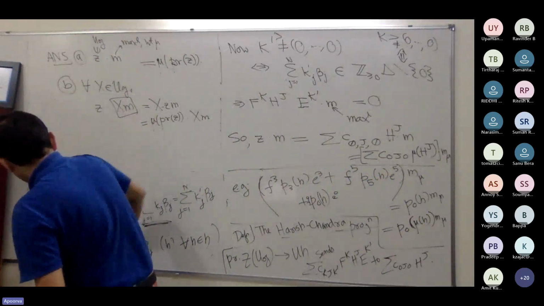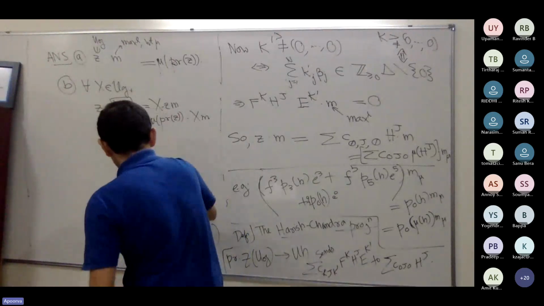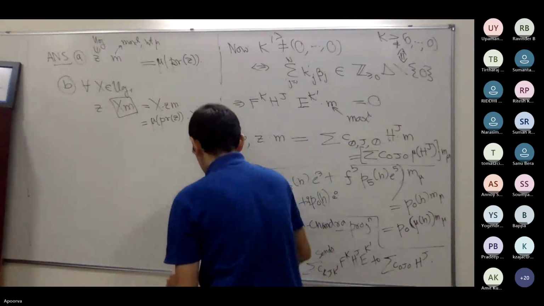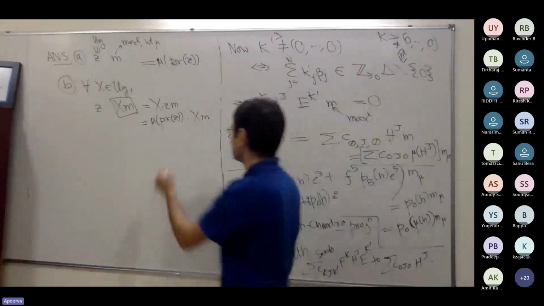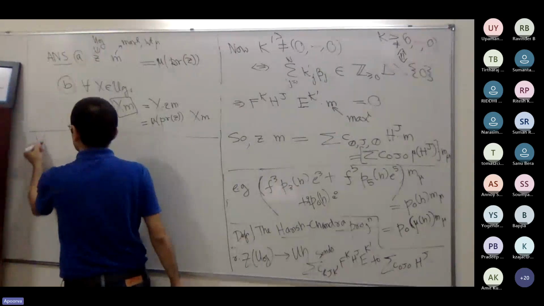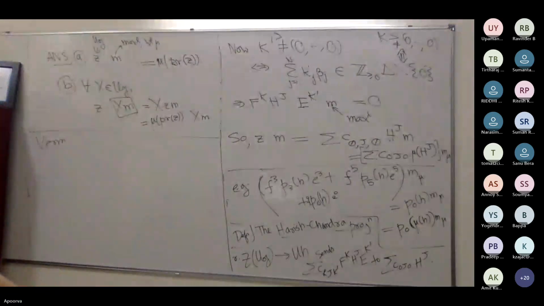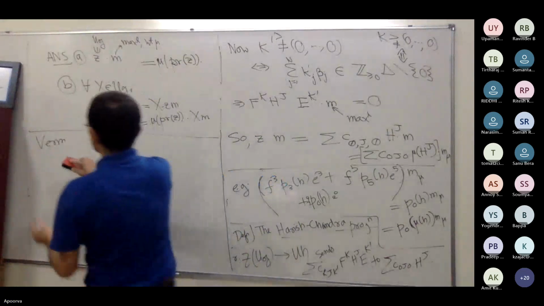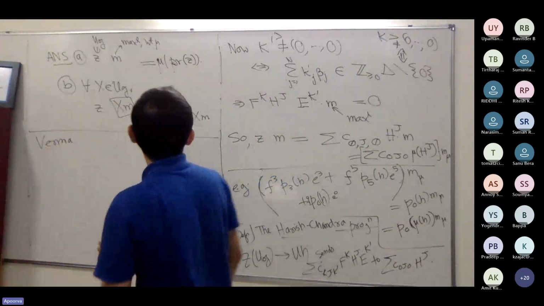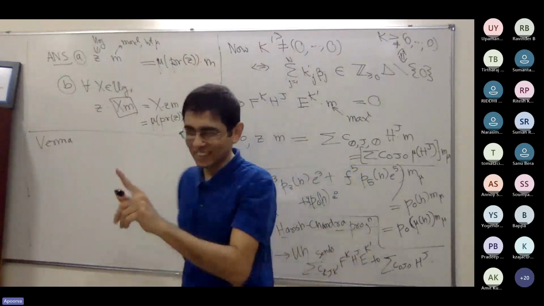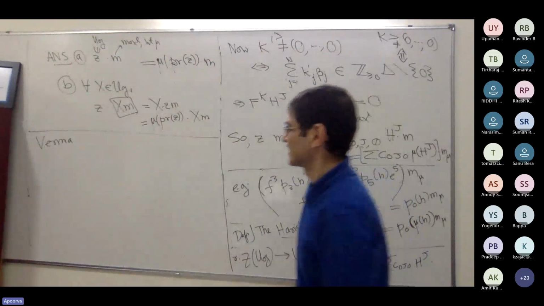So now we come to, finally, let's remind ourselves of Verma modules and maximal vectors inside Verma modules. Yes, it's a scalar times m. It's not a scalar on its own. Yes.